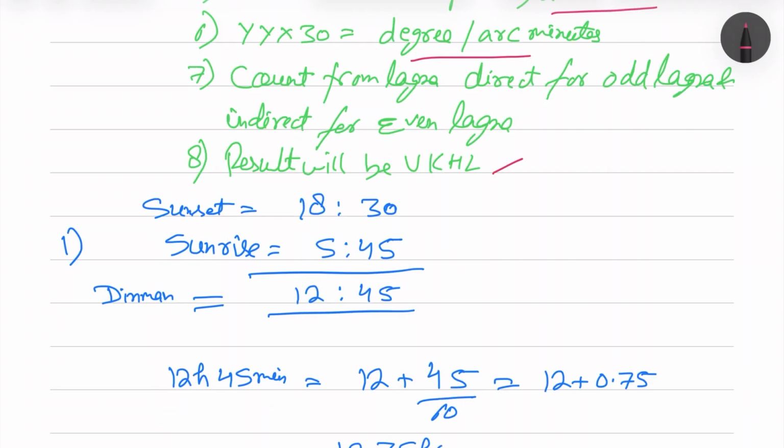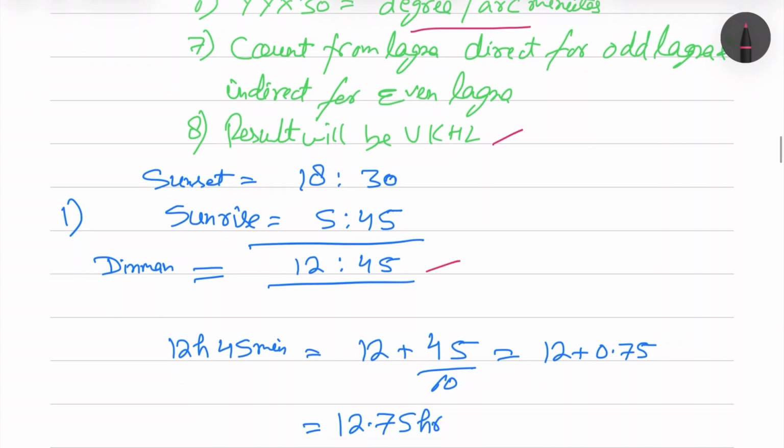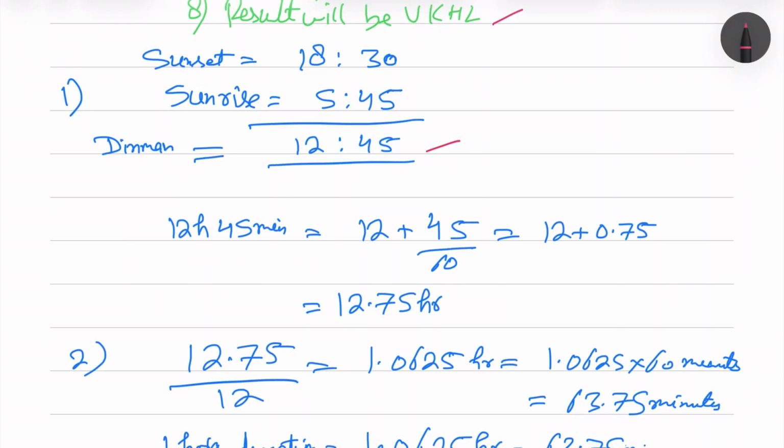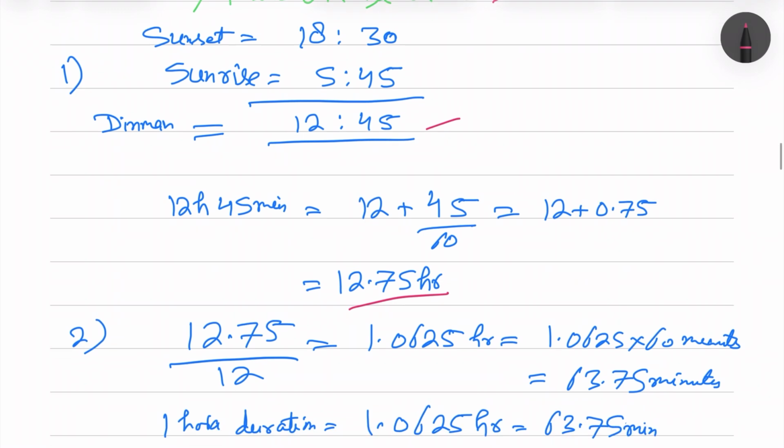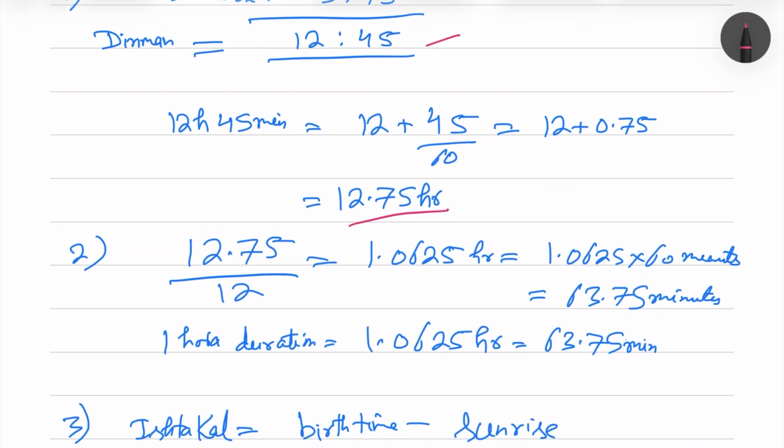Sunset is 18:30, sunrise is 5:45. So Dinman is 12 hours 45 minutes. If we convert it into hours, it will be 12.75 hours. If we divide it by 12, 1 Hora duration, we get 1.0625 hours, or if we convert it into minutes, 63.75 minutes.